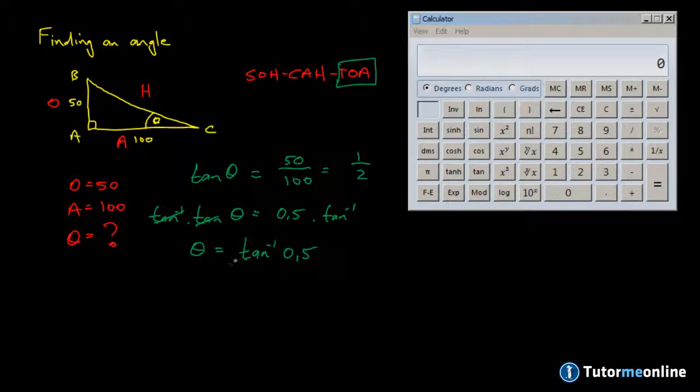Okay, so then we're left with the job of just entering this into our calculator and determining the answer. So 0.5, we then multiply that by the inverse of tangent, which is tangent to the exponent of -1, and that gives us the answer of the angle. So the angle is then 26.557 degrees.